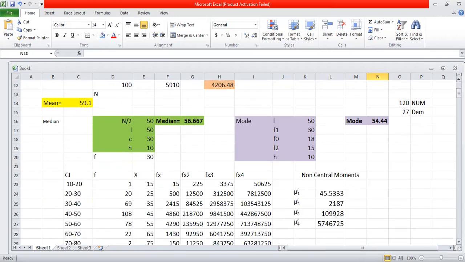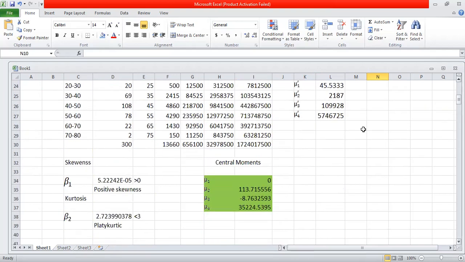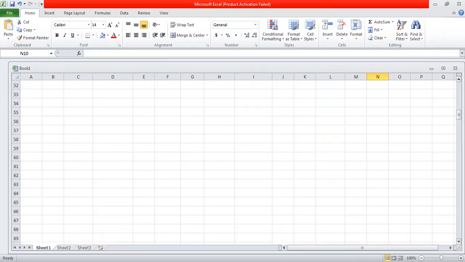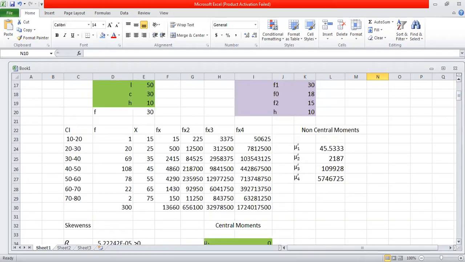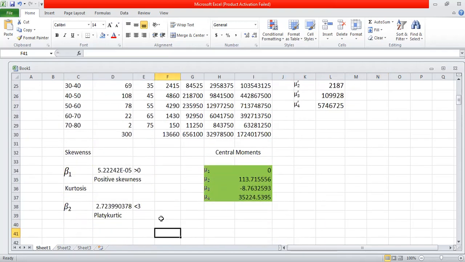Now, we have done mean, median, mode, coefficient of variation, coefficients of dispersion, that is quartile deviation and standard deviation, and coefficients of skewness and kurtosis. For skewness and kurtosis, you need to calculate the non-central moments first, then calculate the central moments. After getting the central moments, we calculate these coefficients of skewness and kurtosis. So here we got a positively skewed distribution with a platykurtic curve. By this, all the Excel practicals are completed. Practice these Excel practicals so that it will be easy for you to do in the practical exam.